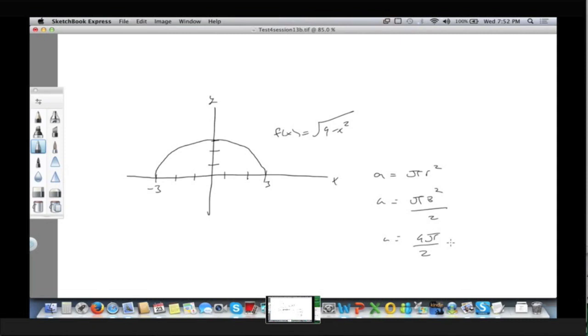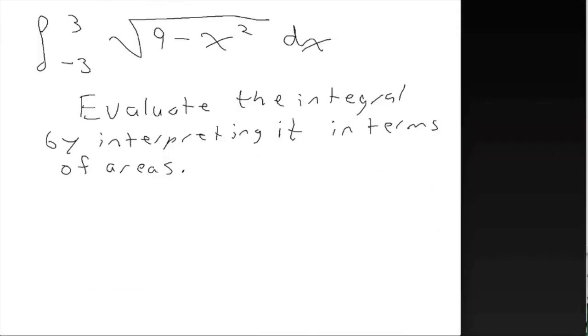Now, that's good. Now, they didn't quite ask you for the area, though. What did they ask you for? Evaluate the integral by interpreting it in terms of areas. So what are they asking us for? An expression. Maybe that was a weird question. They're asking us for the definite integral of the square root of 9 minus x squared between -3 and 3. But what's the graphical interpretation of a definite integral? The area. And it is an area. So what is this definite integral?